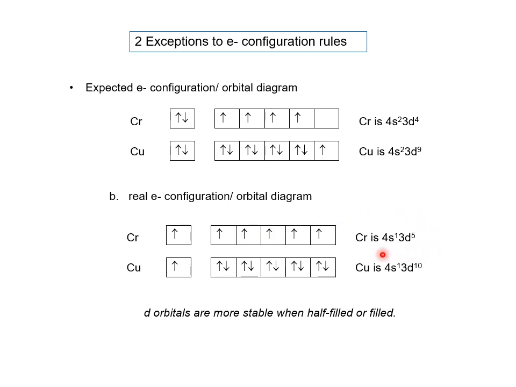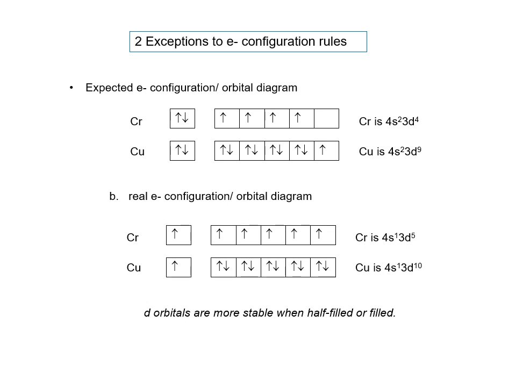Okay, so the actual electron configuration for chromium ends in 4s1, 3d5, and for copper, it ends in 4s1, 3d10, rather than the expected that we looked at up here. And this is also true for molybdenum, which is right underneath chromium, and it's also true for silver, Ag, which is right underneath copper. So they are also exceptions to the rule for the same reason that the half-filled and the completely filled d orbitals are more stable.